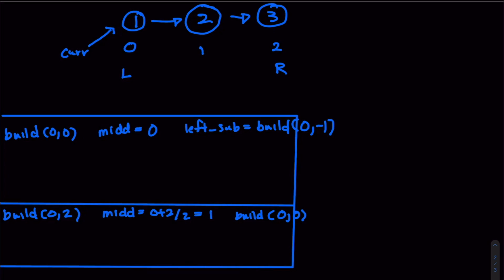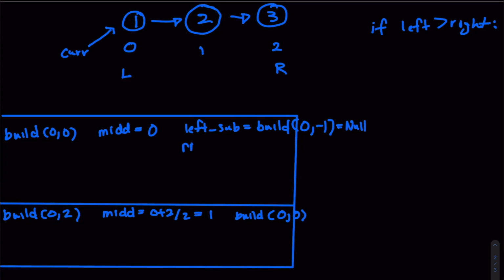We know that, how do we know when we're going to stop recursing, right? We're going to stop whenever my left pointer is greater than my right. And when this is the case, we're just going to return null. So now this will be assigned to null.